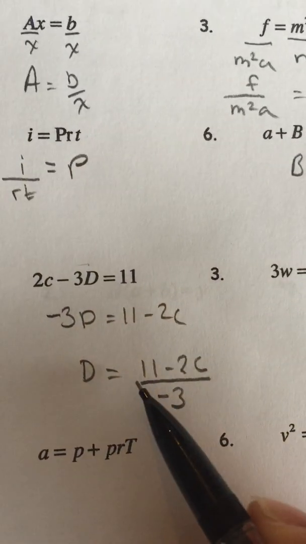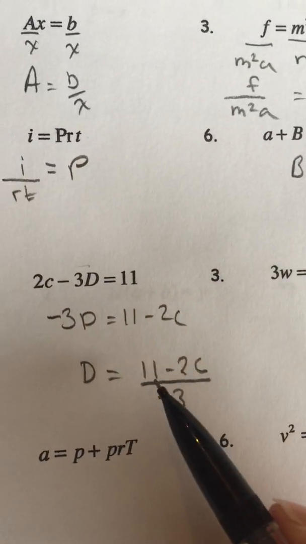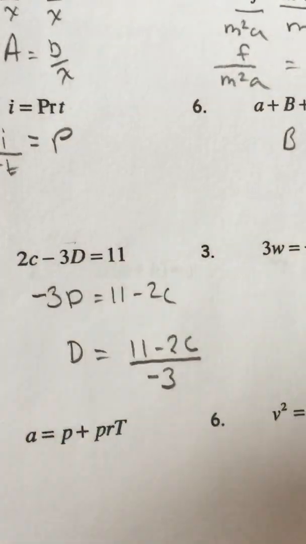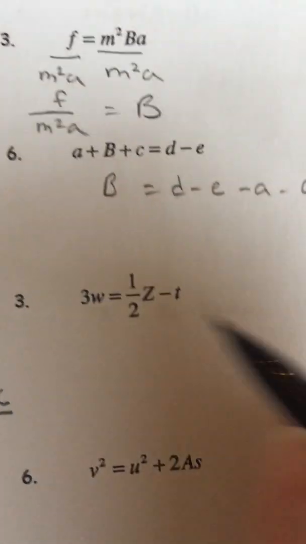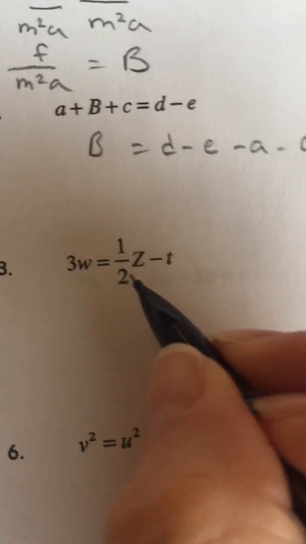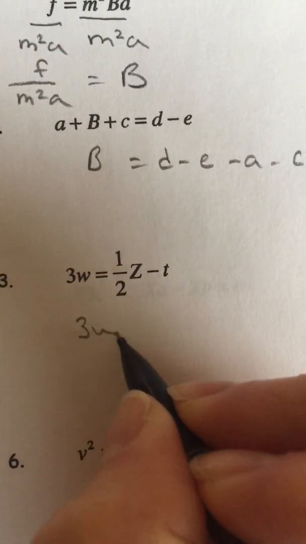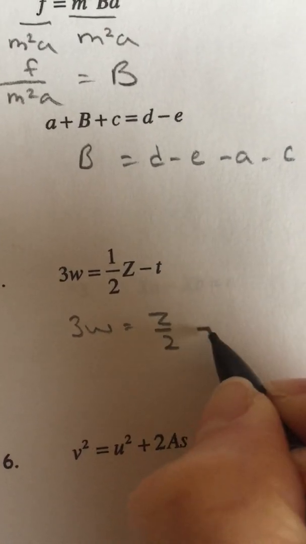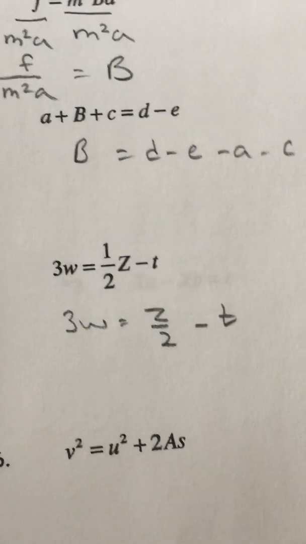Now remember, you have to put that fraction bar all the way across because the entire side is being divided by -3. Okay, so, ooh, I don't like that fraction written like that. So remember, from our unit, I'm going to write that as z over 2. That makes it a little nicer.